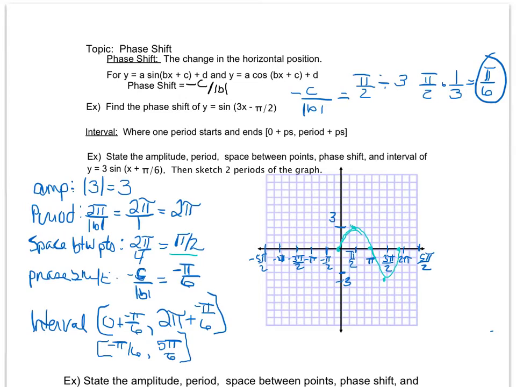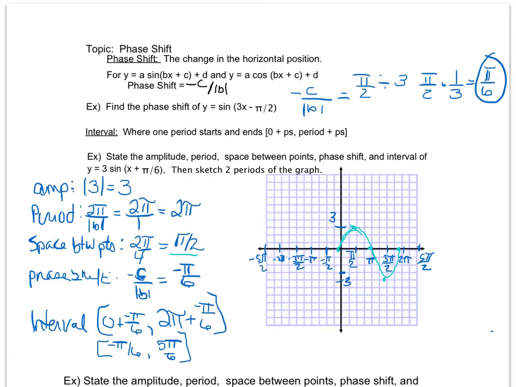Where did I complete that one cycle? I completed it between negative pi over 6 and 5 pi over 6. Remember, 5 pi over 6, I can either look from here or I can look at my unit circle. That's just behind 2 pi. And notice I am ending just behind 2 pi. So now I'm just going to go ahead and add a couple more points in to complete that second period.